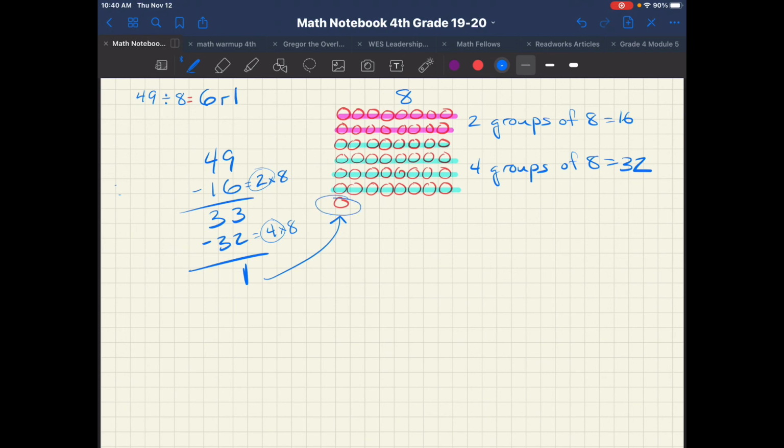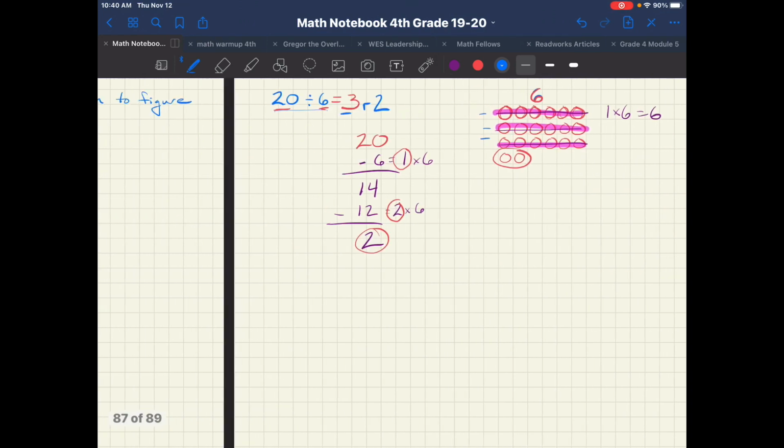1 was left over. That's this 1 was left after I took away as many full groups or teams of 8. I could only make 6 full teams, and 1 was left waiting, didn't get to join a group. So the answer to 49 divided by 8 is 6, remainder 1.